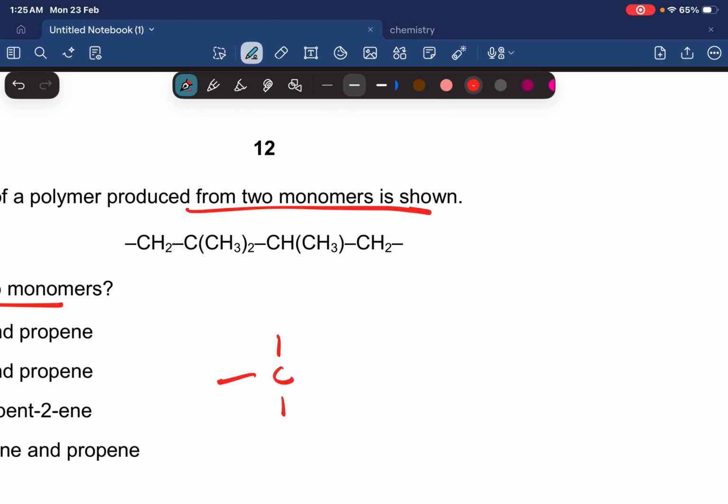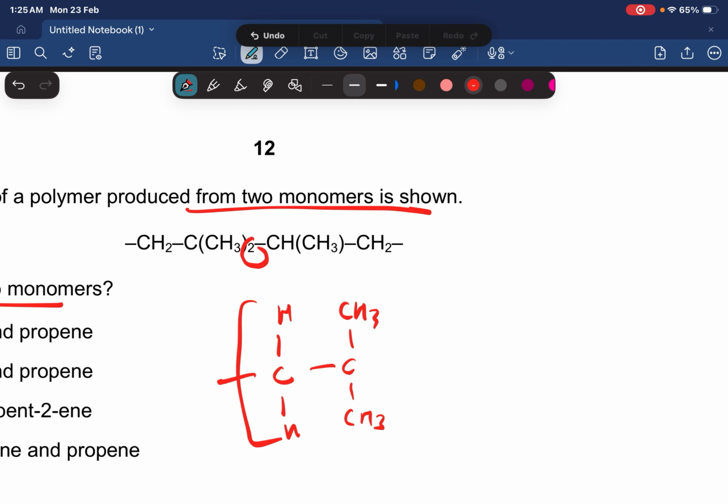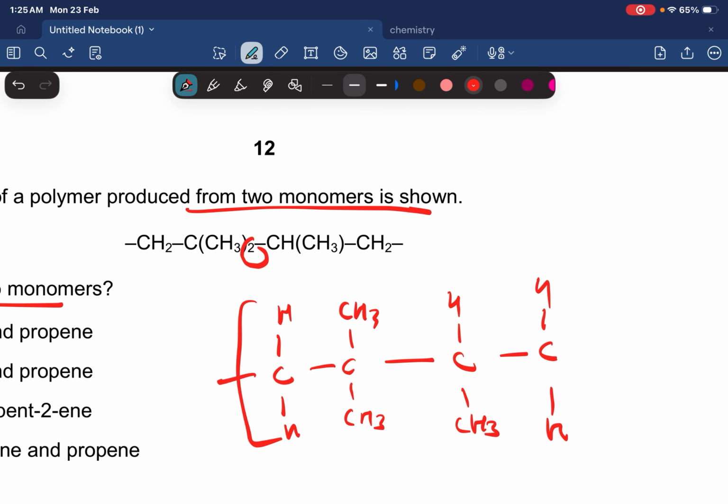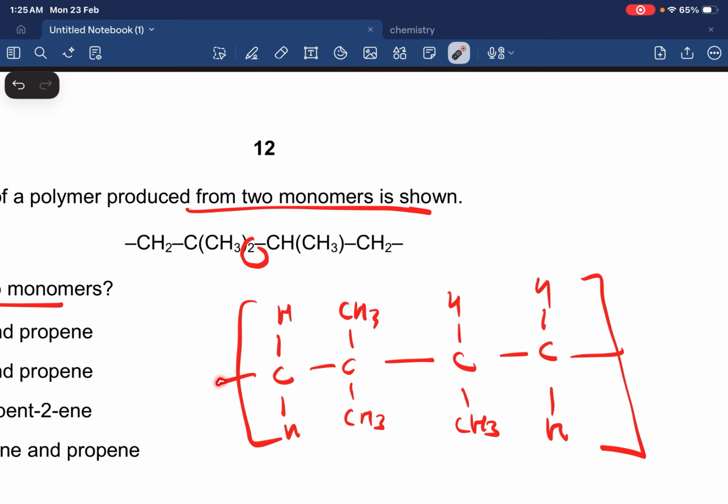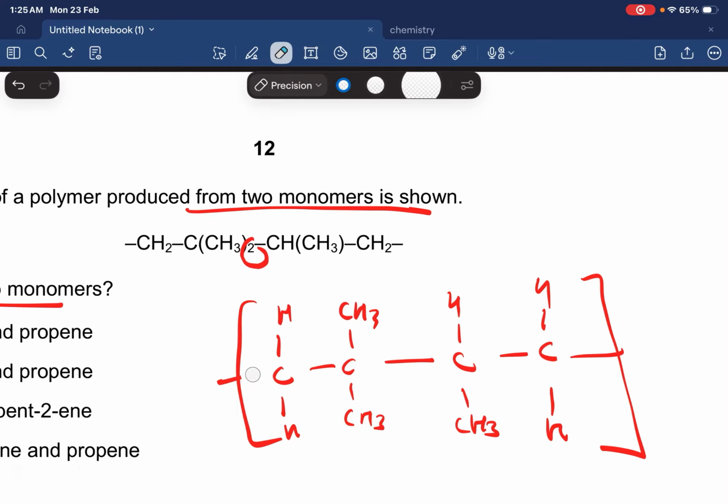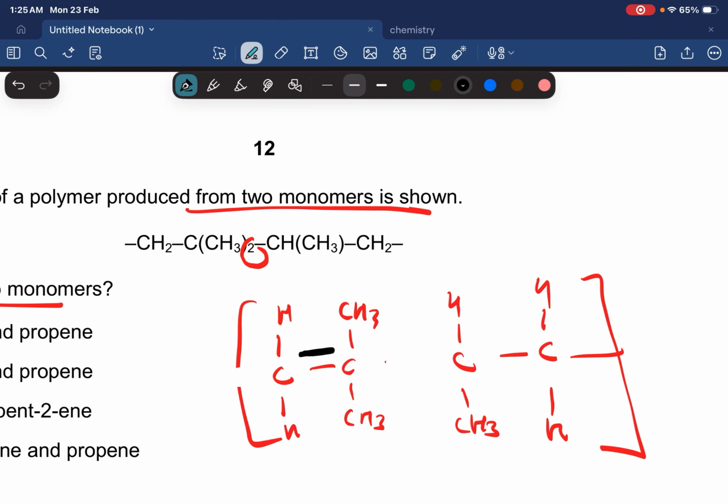So firstly, we have H, and then we have a CH3 because it's 2 times, and then we have a CH, CH3, and then we have a CH and H. So now in order to know the monomers, what are we going to do? We're going to break the extension bonds, and we're going to break the center bond and make a double bond between the carbon atoms. So break this, and now add a double bond here, add a double bond here.